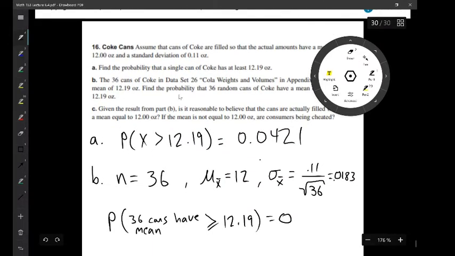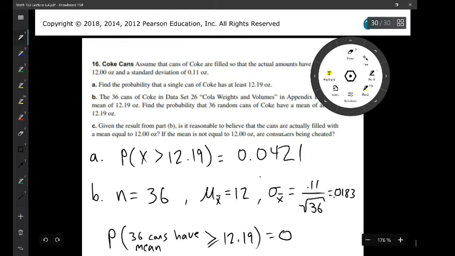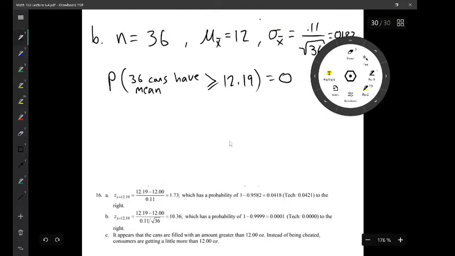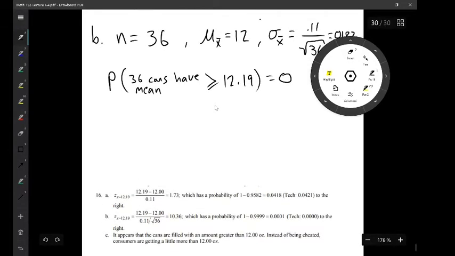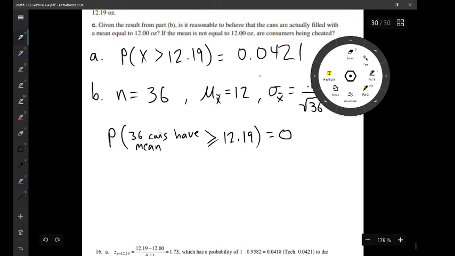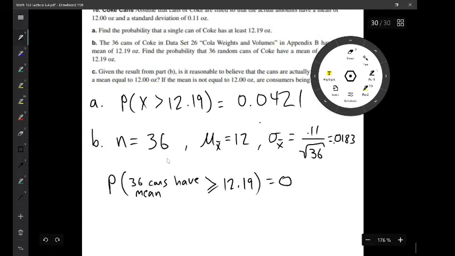So given that result, is it reasonable to believe that the cans are actually filled with a mean equal to 12.0? And if the mean is not equal to 12.0, are consumers being cheated? So it does appear that cans are filled with an amount greater than 12 ounces. So Coke erred on the safe side. Instead of risking cheating their customers, they put in a little bit extra. And that way the cans are statistically guaranteed to always be over the 12 ounces that they advertise. And that concludes this lecture.